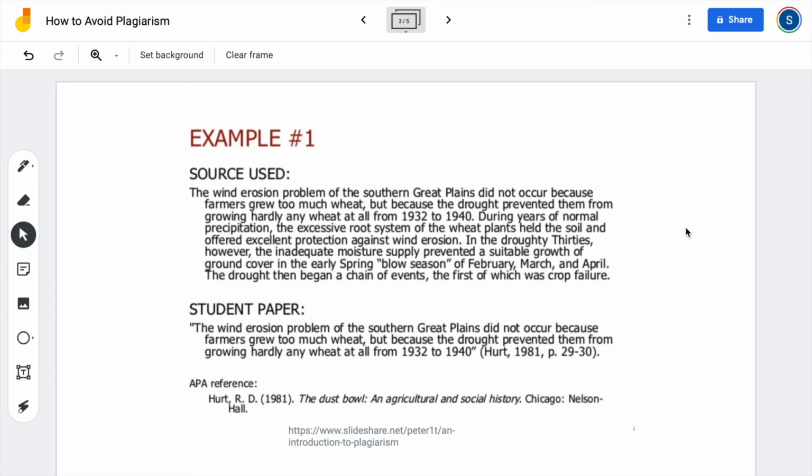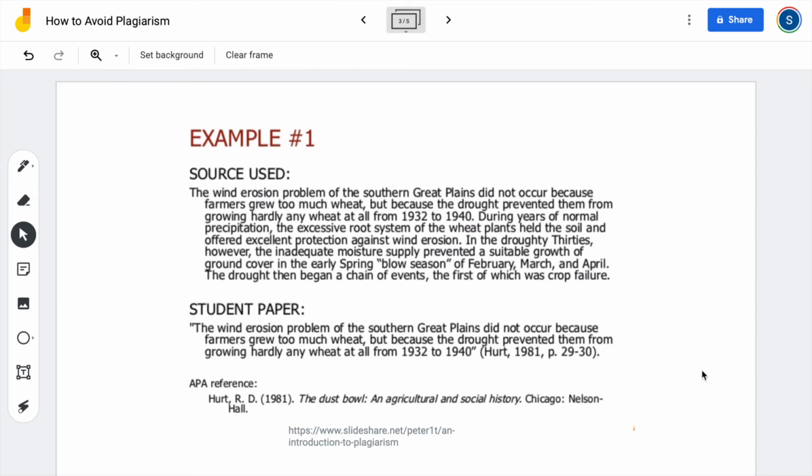The wind erosion problem of the southern Great Plains did not occur because the farmers grew too much wheat, but because the drought prevented them from growing hardly any wheat at all from 1932 to 1940. During years of normal precipitation, the excessive root system of the wheat plants held the soil and offered excellent protection against wind erosion. In the droughty 30s, however, the inadequate moisture supply prevented a suitable growth of ground cover in the early spring blow season of February, March, and April. The drought then began a chain of events, the first of which was crop failure. So this is the original source, and this is what the student wrote.